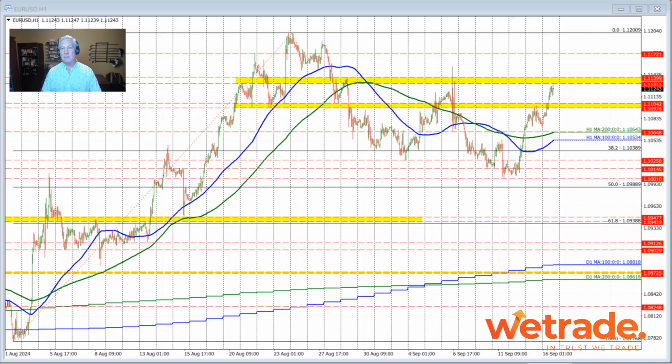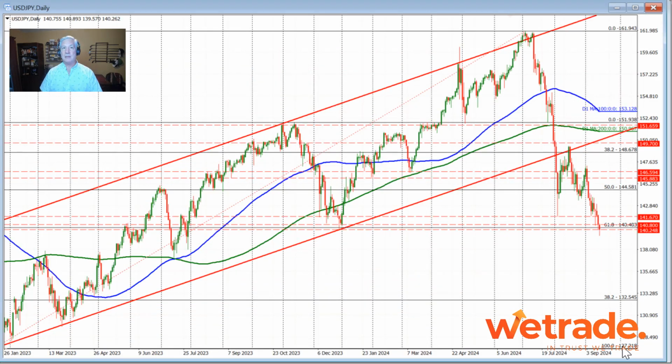Let's take a look at the dollar versus yen. I start by looking at the daily chart. Why the daily chart? Because we're trading at the lowest level going back to this period right here. This is July of 2023. To get there, we fell below the December low. That December low came in at 140.24. Let's call it 140.25.